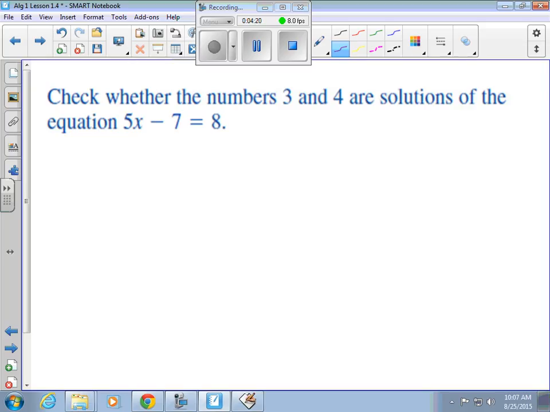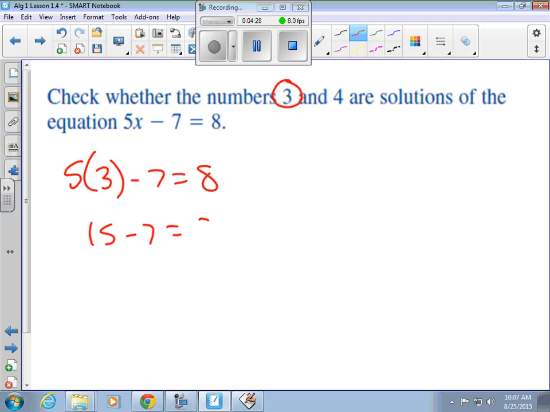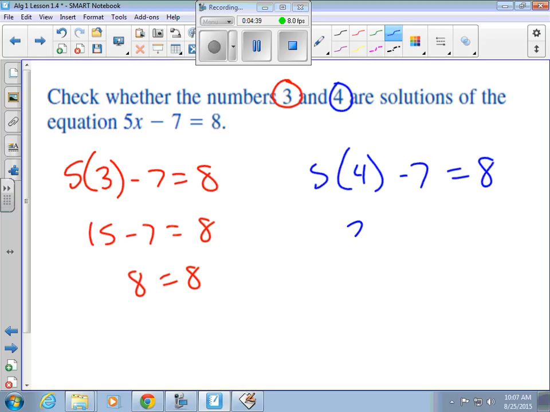So we're going to sub these two numbers in. First one, when we sub in 3, 5 times 3 minus 7 is 8. 5 times 3 is 15 minus 7 is 8. We get something that says 8 is 8. 3 is a solution. Let's see if 4 works. 5 times 4 minus 7 is 8. 5 times 4 is 20 minus 7, 13. That one is not equal to 8. So 3 is a solution and 4 is not a solution.